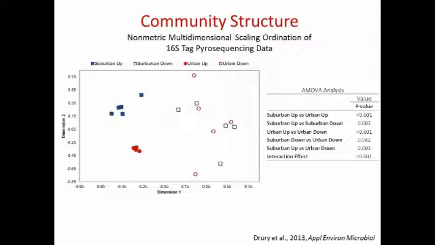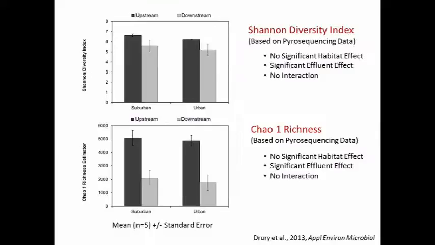And then, again, our community composition. This is the same data I showed you earlier. I just pulled the woodland site out. So suburban up, urban up, and then here's the two downstream sites. So two communities that were distinct at the upstream sites are now indistinguishable. So we've now basically sort of homogenized these communities because of the anthropogenic inputs. We also saw significant decreases in diversity at the downstream sites. So both the Shannon Diversity Index and this thing called the Chao1 Richness Estimator. So this is an estimate of the species richness at each of these sites. So how many different species do you see?